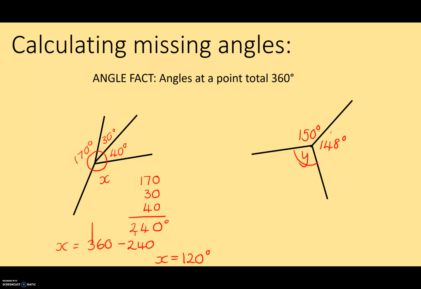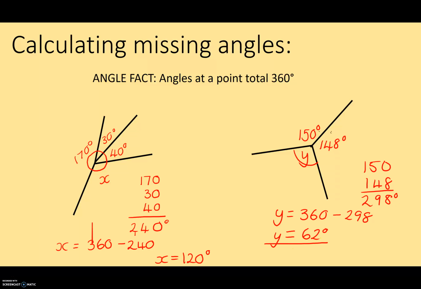So we've got 150 degrees, we've got 148 degrees, so far I've got 298 degrees. I need to say what extra do I need to make 360. So to work out Y, I need to do 360 subtract 298. The answer to that is 62 degrees. So Y is worth 62 degrees.